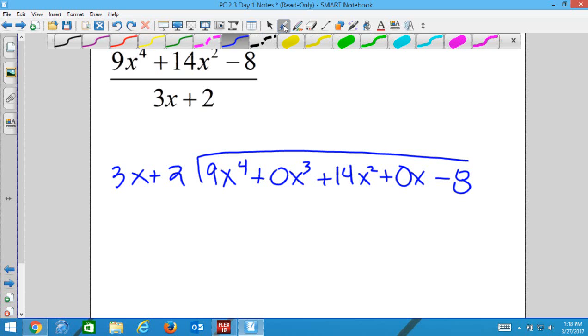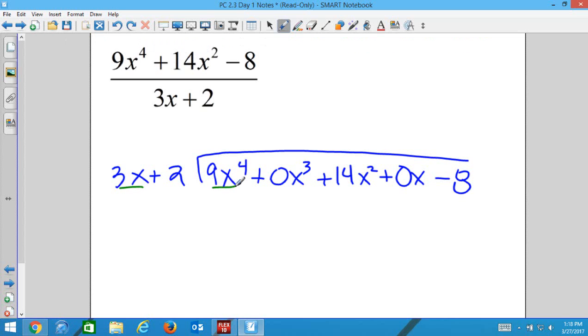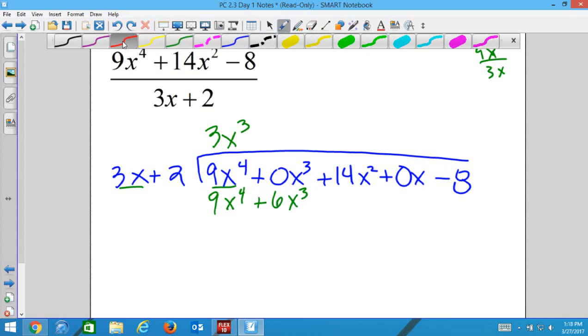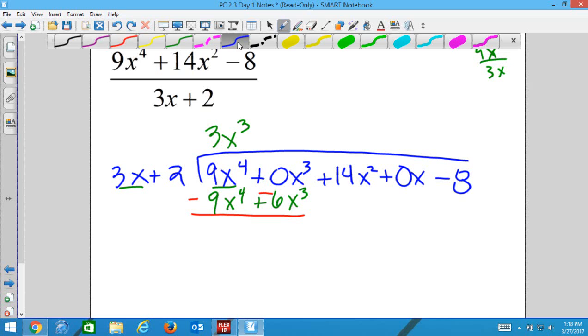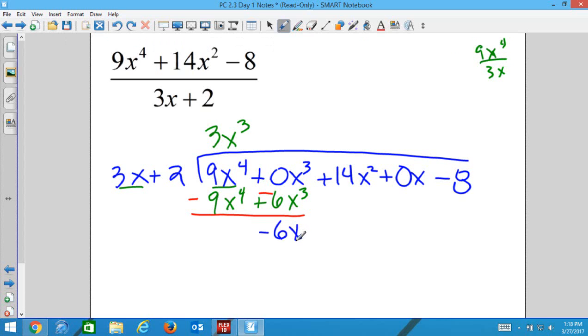So we divide. We're dividing 3x into 9x to the 4th. If you don't know what that is, go off to the side and say 9x to the 4th divided by 3x. What do I get? 3x to the 3rd. Then you distribute 9x to the 4th plus 6x to the 3rd. And we draw the line, and we change our signs so we can add them. And then we bring down 14x squared.